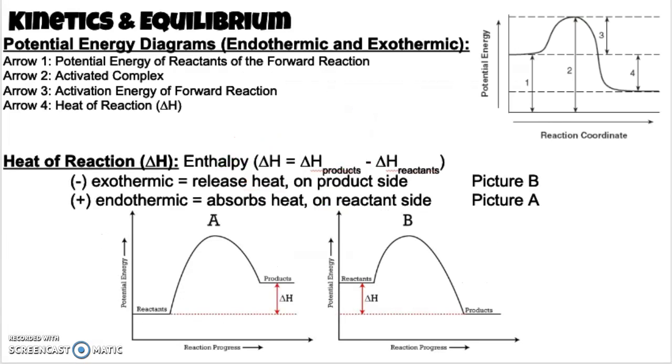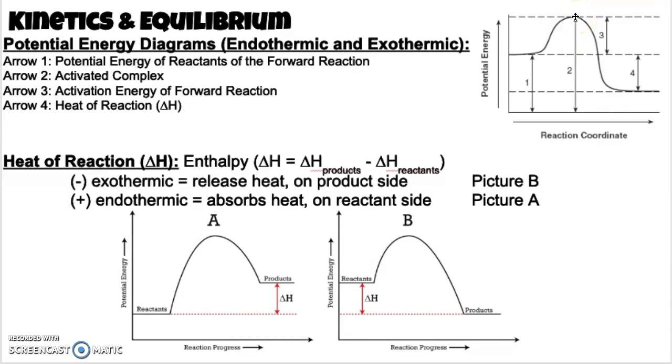Next, in kinetics, we talked about the potential energy diagram curves. They look like a roller coaster. Arrow 1 starts at this bottom line and goes to this first flat part. That's the potential energy of the reactants of the forward reaction. If we come over here, it's not drawn in, but if I started here from this horizontal line at the bottom and went up to this horizontal line, this small arrow here would be the potential energy of the products of the forward reaction.